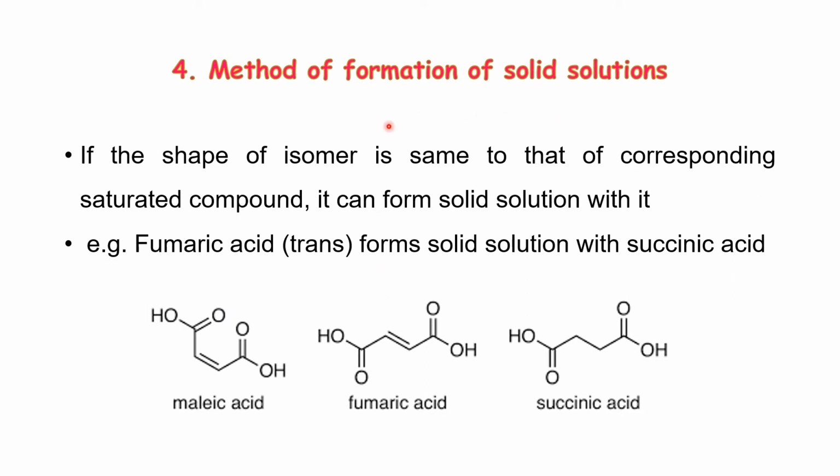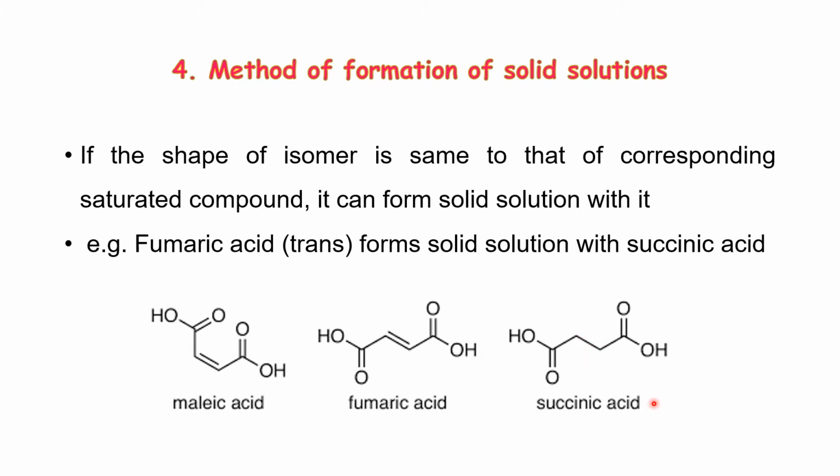Method of formation of solid solutions is applicable to such compounds whose structures you know and whose saturated derivatives are available. Like again we have the example of maleic acid wherein two COOH groups are on one side. It is a cis isomer. Fumaric acid is a trans isomer wherein one COOH group is on one side, another COOH group is on the opposite side. Now the saturated derivative of this is succinic acid, wherein the middle double bond is hydrogenated.